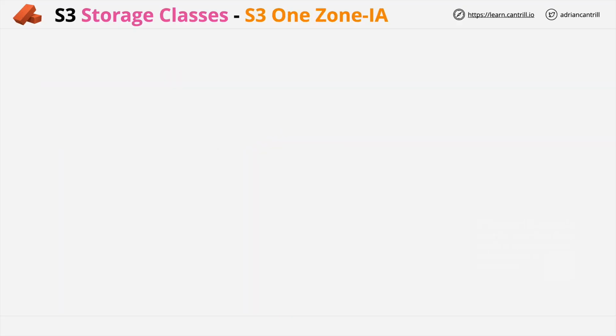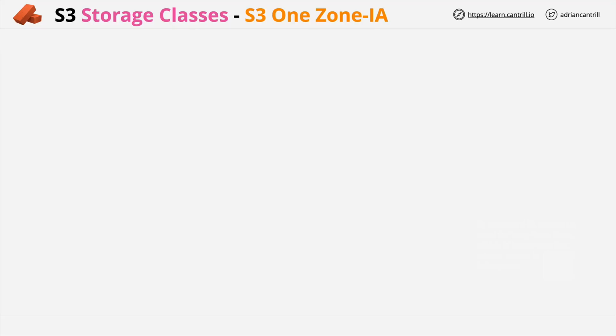The next storage class which I want to talk about is S3 One Zone Infrequent Access, and this is similar to standard infrequent access in many ways. The starting point is that it's cheaper than S3 standard or S3 infrequent access, but there is a significant compromise for that cost reduction, which I'll talk about soon.